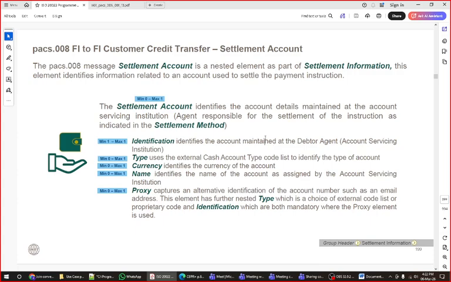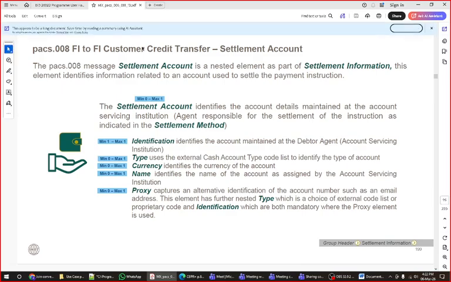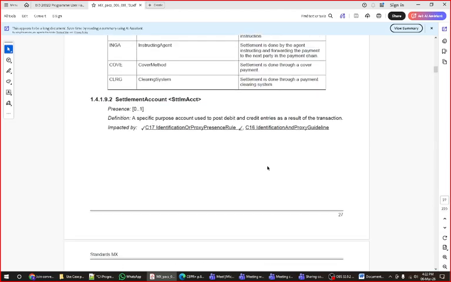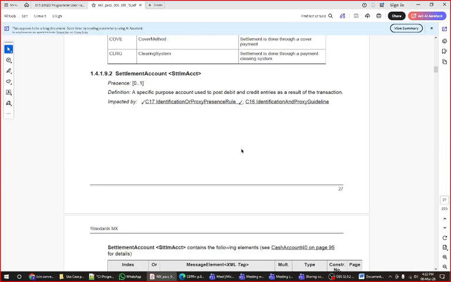Here, this will be sender information or debtor information. So this will be both, not only sender and receiver. As I told you, on page number 28, it can contain debit or credit entries. For example, a specific purpose account to be used to post debit and credit entries as a result of the transaction. It can be debit also, it can be credit also. So the entries as per your settlement method, you can put here, either debit or credit entries of the account.